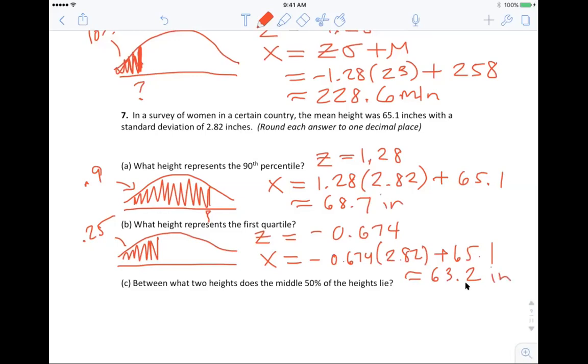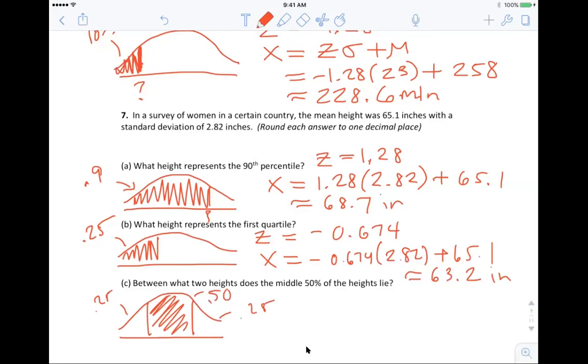And then finally, between what two heights does the middle 50% of the heights lie? Okay, so drawing that one out, middle 50, right? 0.5. Now, if it's the middle 50, over here is 0.25, and over here is 0.25, you could use those facts, or just go right with that middle 50 and use StatCrunch. You could use that between option.